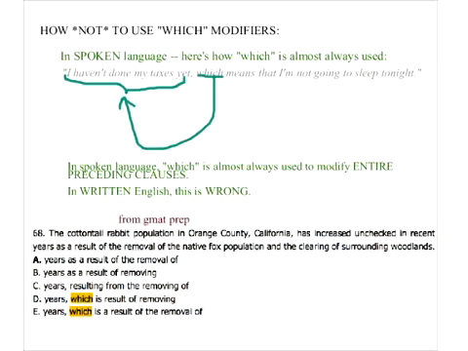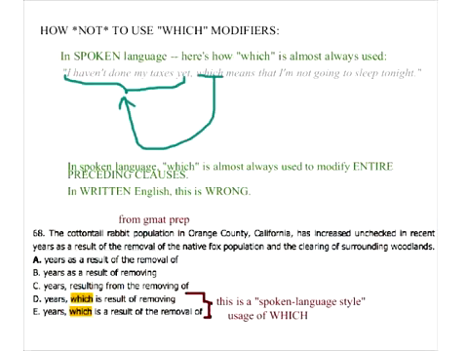Choices D and E are using "which" in the way that spoken language uses "which." So this is not okay, you can't do this. This is a spoken language style usage of the "which" modifier. It's incorrect. You can't do that. Okay.